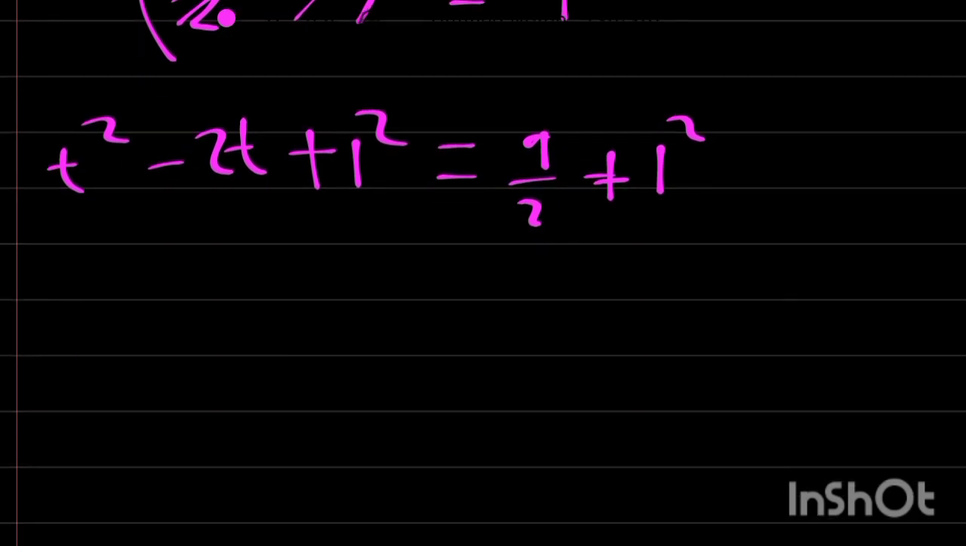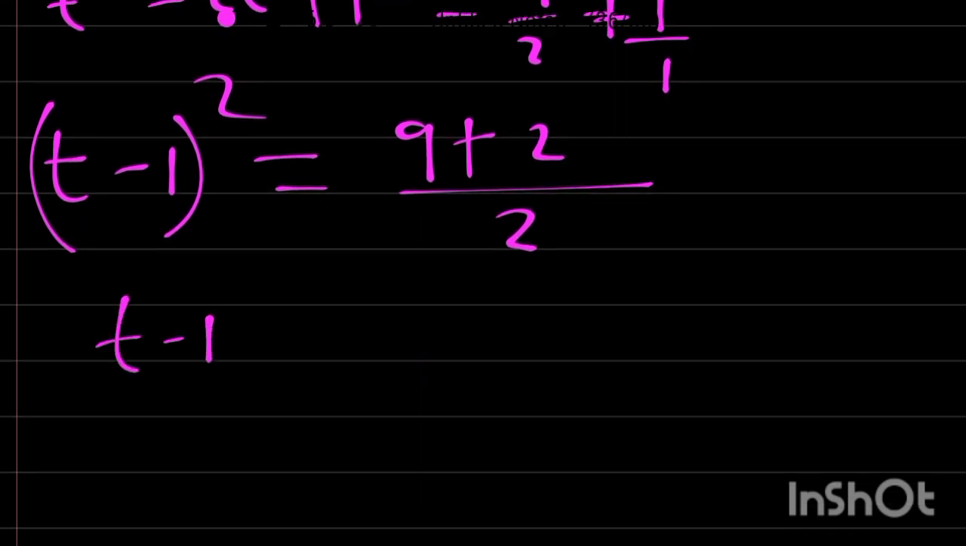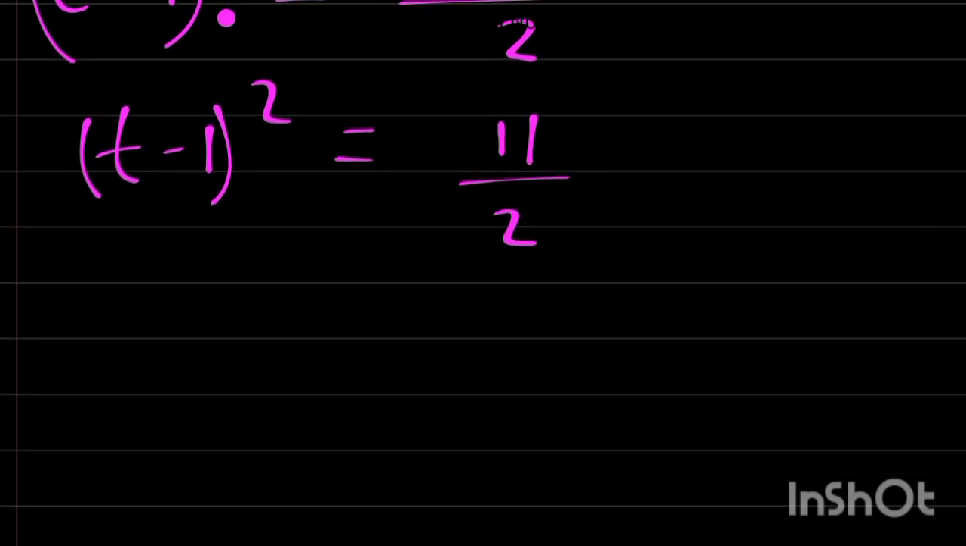Then let's factorize it. I'm going to just take t, then the sign next to the t term, minus, then 1, squared, is equal to, then I will work on the right hand side. 2 is my LCM. 2 goes into 2, 1 times 9, 9. Then plus, 2 goes into 2 once, 1 times 1, 2, because 1 squared is actually 1. Therefore, I have t minus 1 squared is equal to 11 over 2. t minus 1 squared is equal to what? 5.5.